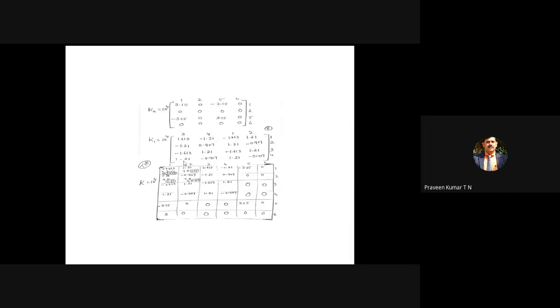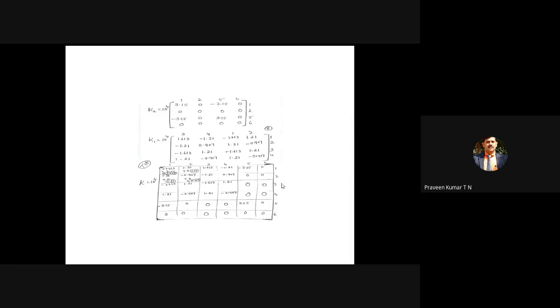So for element 2, the ith node is node 1. For node 1, the corresponding DOFs are 1 and 2, and the second node or jth node is node 3, with corresponding DOFs 5 and 6. Hence, the complete DOF for element 2 is 1, 2, 5, 6, not 1, 2, 3, 4. That part, there is a difference from the previous problem to this problem. Again, 1, 2, 5, 6.